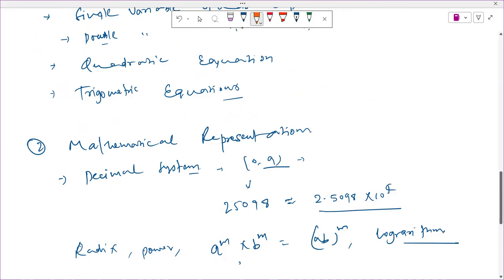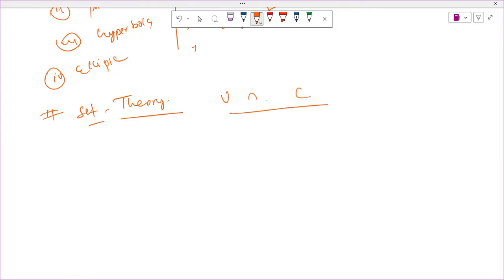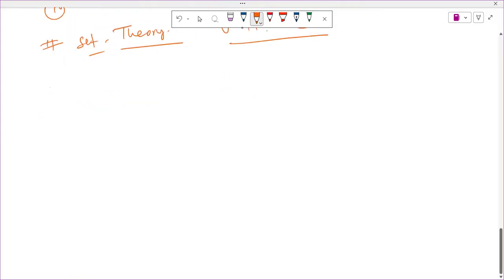And also set theory. It's very important to understand set theory, so this has to be very clear. Like what is the meaning of union, intersection, subset. And also we need to know how to represent intervals, right?